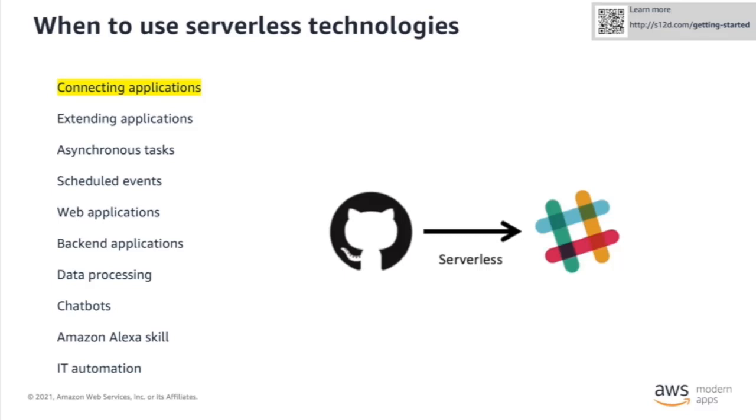I'm going to show you an example of how to use serverless technologies to do this first item here, which is connecting two applications together. In this case, I'm going to build an application which will connect GitHub to Slack, and the arrow in the middle is our serverless application or serverless technologies that we're going to use to connect these two applications.